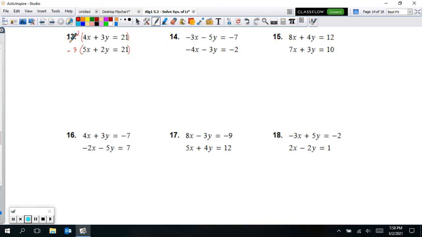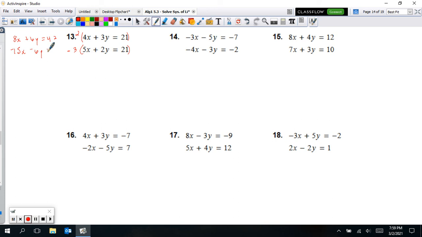Alright, so I'm going to readjust these. I'm going to move them over to this side. So I distribute the 2 into this one. It's going to be 8x. And then 2 times 3 is our 6y. And then 2 times 21 is 42. For the bottom part here, negative 3 times 5 is negative 15x. And then negative 3 times 2 is our negative 6y.